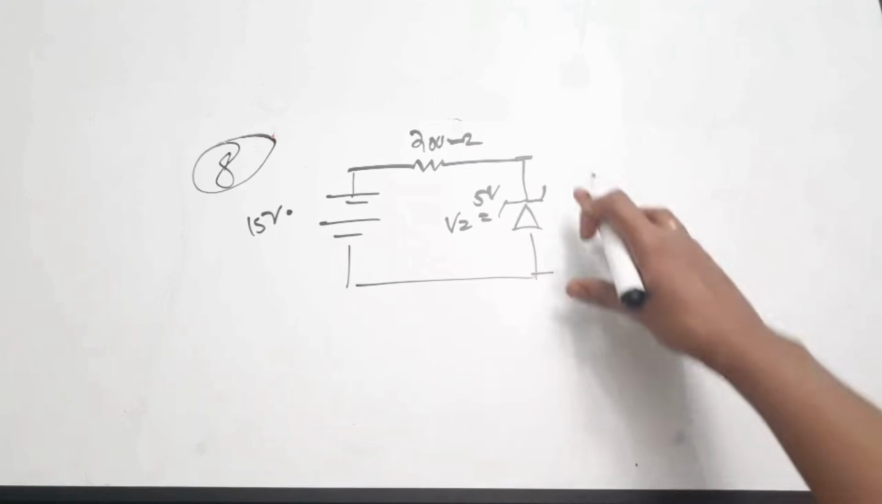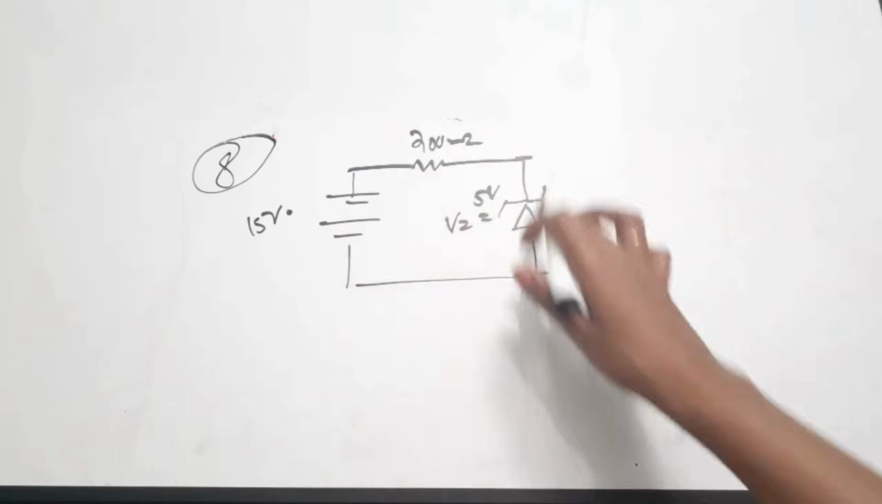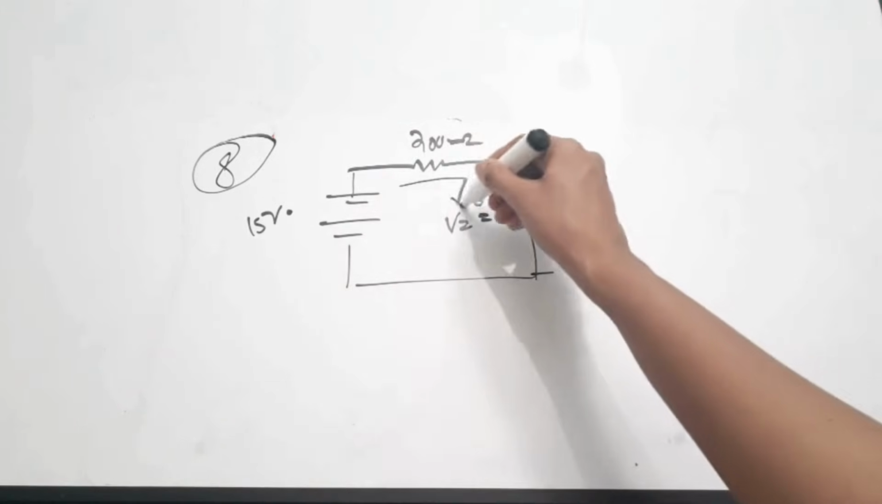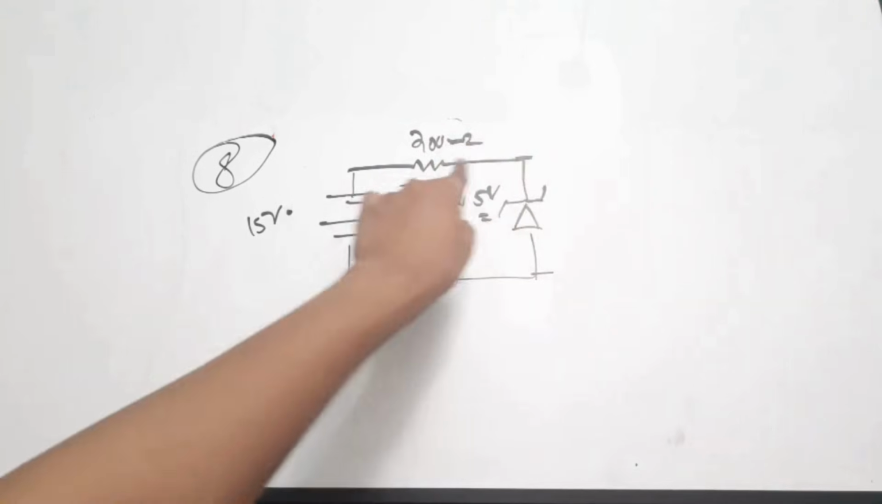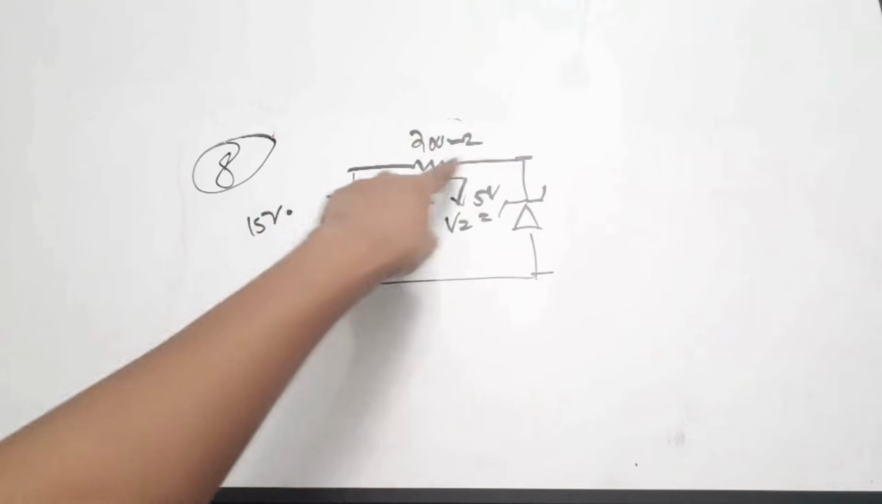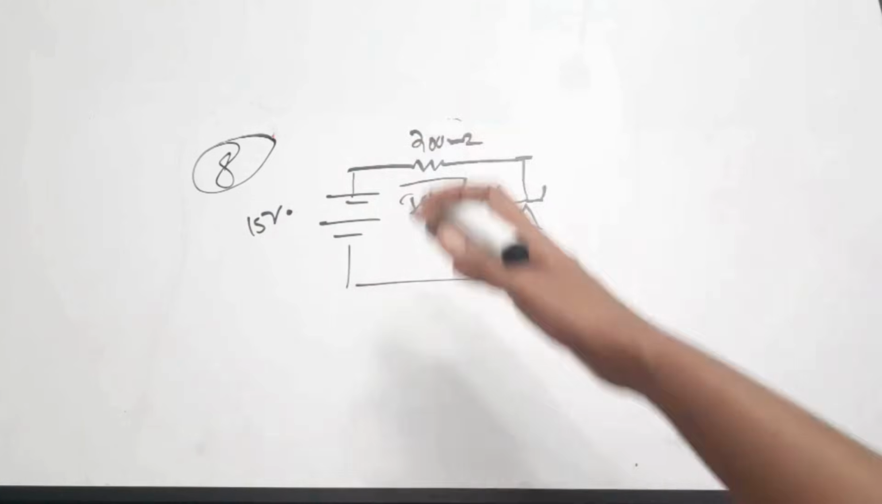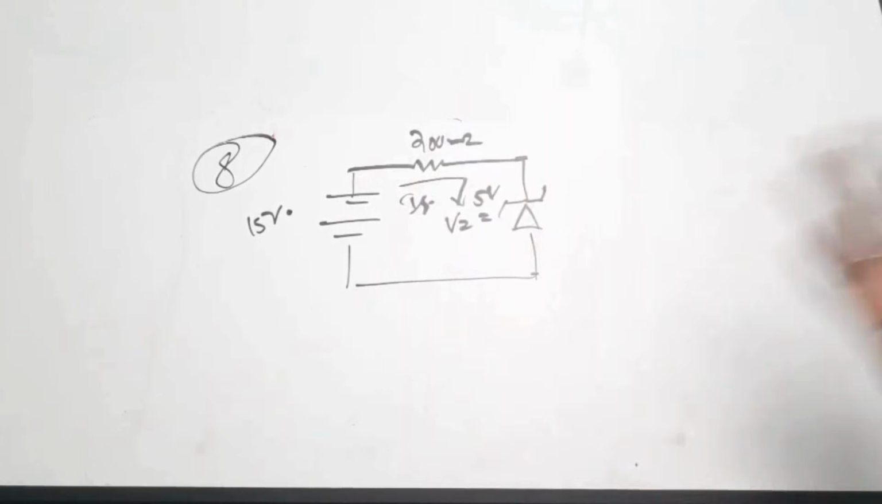Now what is the current flowing through this Zener? Now this is a series circuit. Consider that this is the current and call it as IS. Whatever current is passing through the 200 ohm will be the same as that of the current passing through the Zener, because they are connected in series. There is no current division happening because we have removed the load.